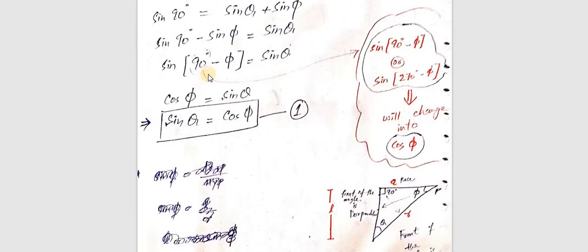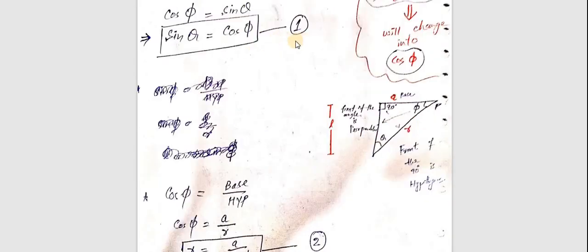Now we know that sine of 90 minus phi will change into cos of phi from pure mathematics. So sine of 90 minus phi is changed into cos of phi, and the sine of theta will be equal to cos of phi. This is equation number 1.